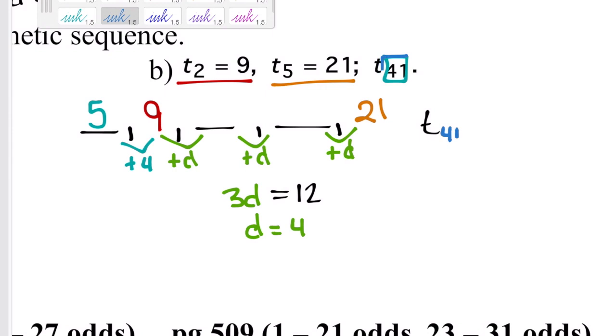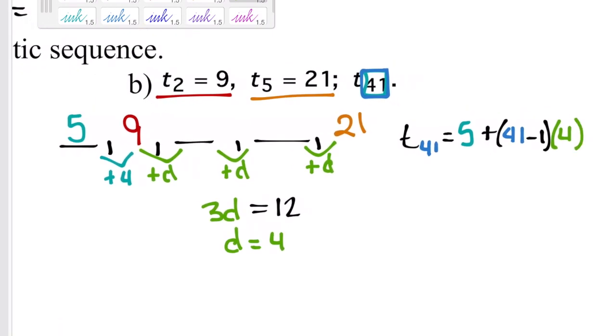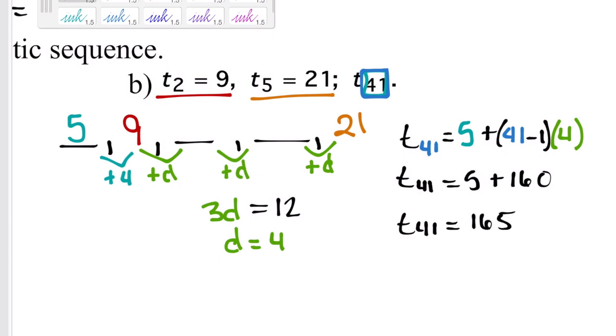And so now that I have that bit, I can do t sub 41 is equal to, I know my first term now is 5, plus, again, we're finding the 41st term, so 41 minus 1, and we're multiplying by the common difference, which we found was 4. So then 41 minus 1 is going to give us 40. 40 times 4 would give us 160. So then 5 plus that 160 will be 165. And we are finished.